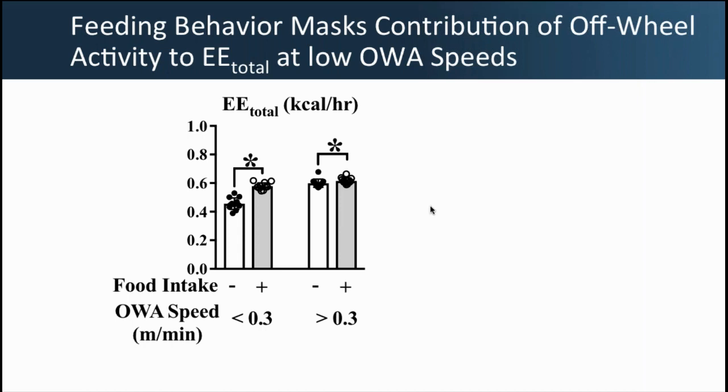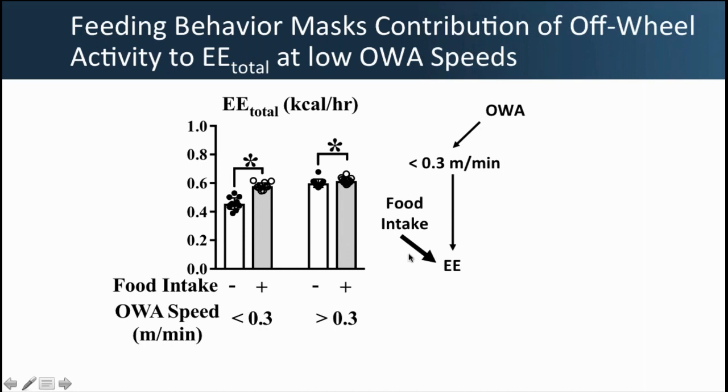And so what we can conclude from the data that we have so far, and this is, again, a pretty gross, big picture scope here, is that at low rates of off-wheel activity, there's probably some contribution from the movement around the cage to energy expenditure, but it appears that food intake is maybe a more important contributor. And this is probably including water intake and maybe some other behaviors. This is just an example of one activity that is occurring together with the off-wheel activity. But certainly, I'm not meaning to imply that it's this simple.